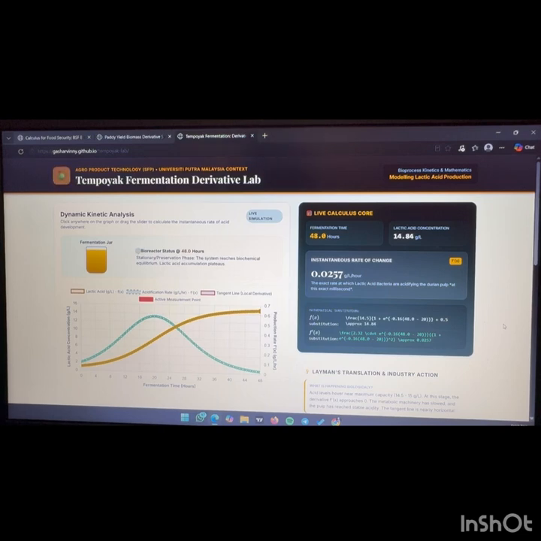On the other hand, talking about the importance of tempoyak. So why do we have to study tempoyak fermentation? Basically, the importance of tempoyak fermentation is wastage recovery. This salvages low-grade, cracked or overripe durians which would otherwise be discarded, driving rural bioeconomic value.